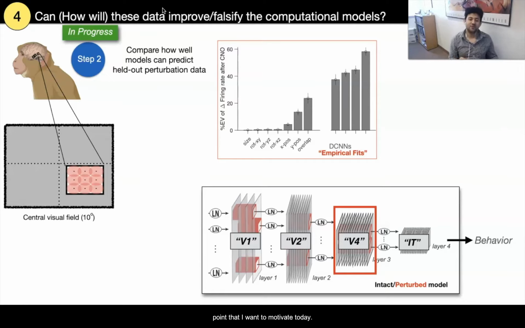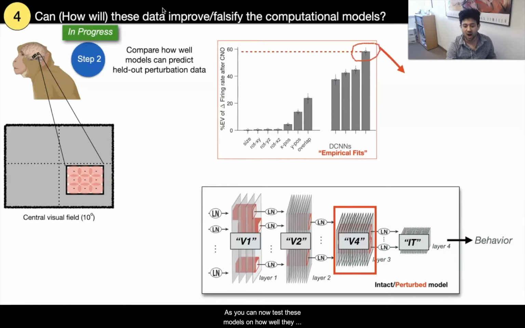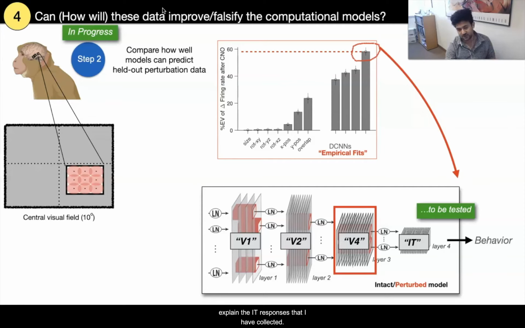This, to me, is the most important point that I want to motivate today, which is that I did not need to do more experiments to convince you that V4 is involved in object recognition. However, the causal perturbation data that I've collected now goes beyond that somewhat trivial inference and enables us to discriminate among competing brain models of the ventral stream. That's where I believe the more interesting and the real work in the future will lie, as you can now test these models on how well they explain the IT responses that I've collected with and without perturbation and the behavioral responses that I've collected with and without perturbation.